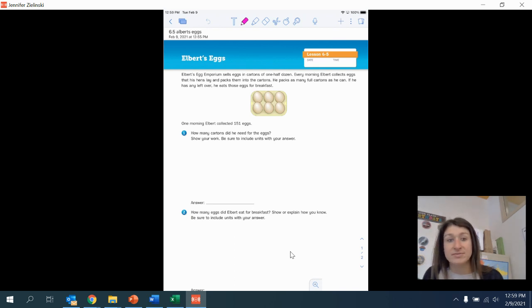Albert's Egg Emporium sells eggs in cartons of 1/2 dozen. Every morning, Albert collects eggs that his hens lay and packs them into the cartons. He packs as many full cartons as he can. If he has any left over, he eats those eggs for breakfast. There's that word left over. One morning, Albert collected 151 eggs. How many cartons did he need for the eggs? Show your work. Be sure to include units with your answer.